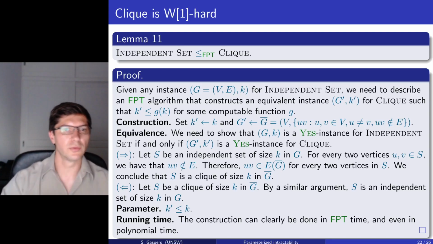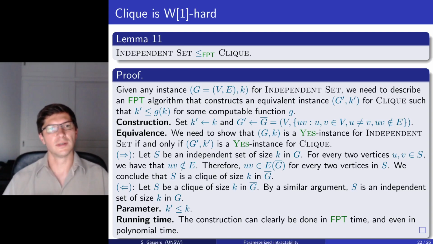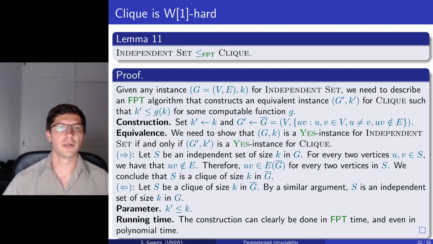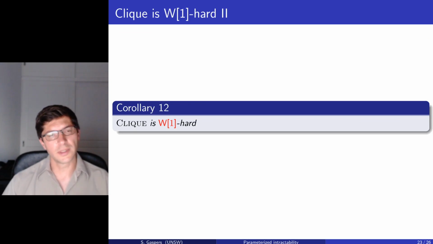So I just wanted to go through the various steps that we need to prove. We need to give a construction, we need to show that it creates an equivalent instance, that the resulting parameter is bounded by a function of the original parameter, and also that the reduction can be done in FPT time, and oftentimes in polynomial time. So we conclude that clique is W1 hard, and in the exercises we will see more W1 hardness proofs.